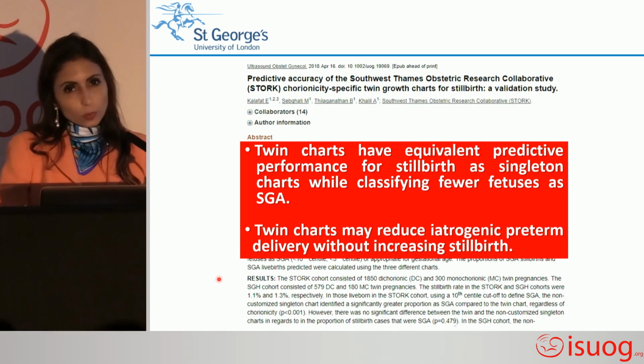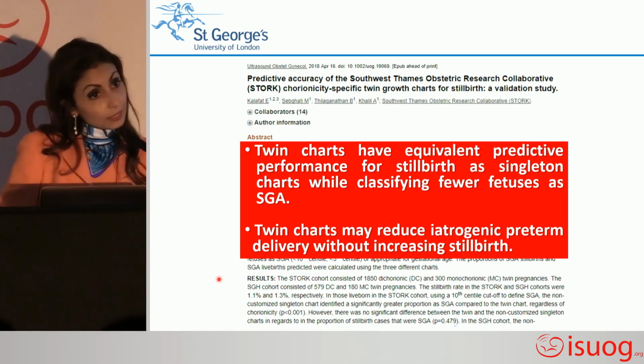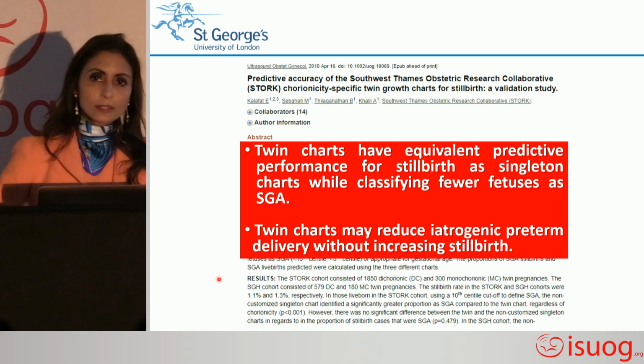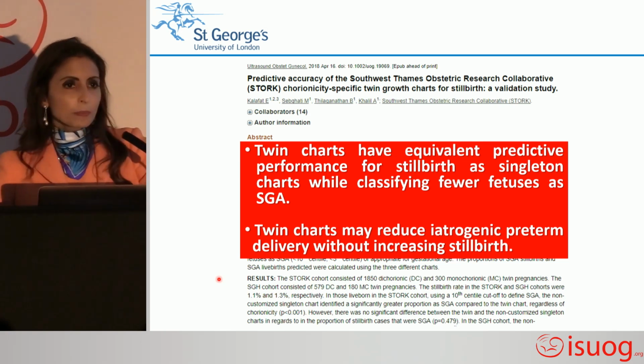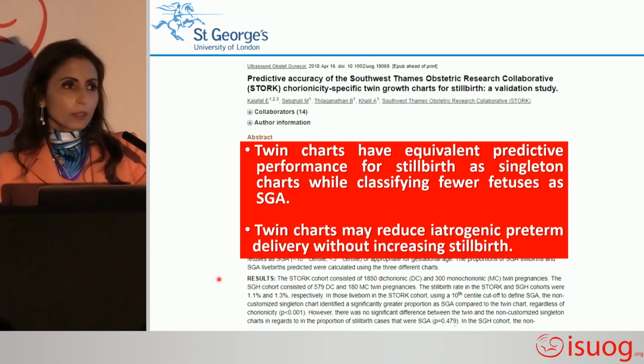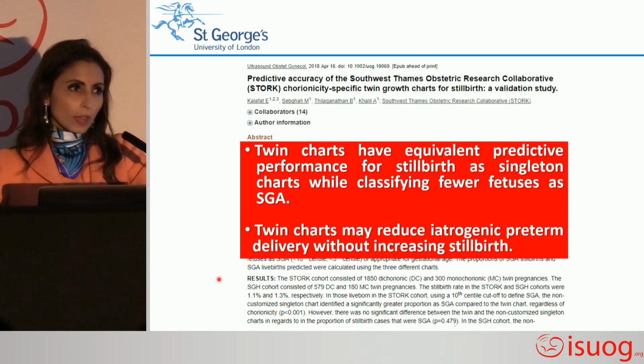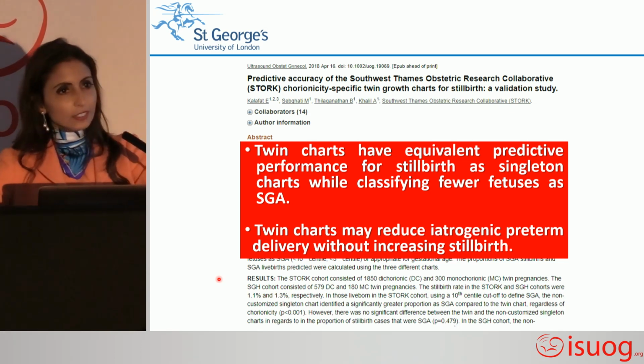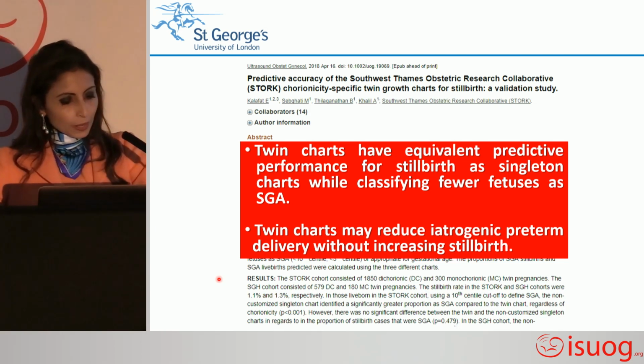But actually, the concept of using twin-specific charts itself is quite controversial. Some people would say twins are small because they are pathological. They have problems, and that's why they're small. They're not growing at the same rate as singleton pregnancies. And some other people would argue that they're small because they're twins. They're healthy. Why would you call them pathological? They're growing fine. They deliver near the end of the pregnancy. They did not have problems.